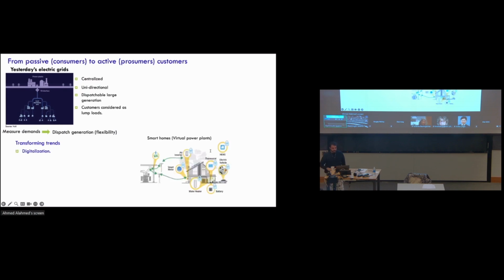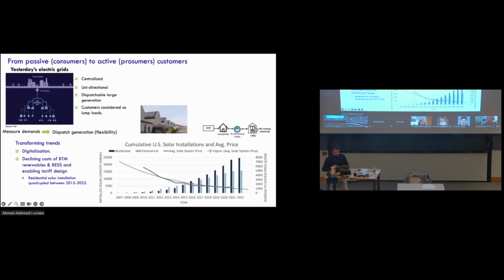The first trend is the digitalization that is happening. Digitalization refers to the advancements in metering, sensory, and telemetry devices that enable end users to be more active and more aware of the prices and the flexibility they have. The second trend is the declining costs of renewable and energy storage systems.